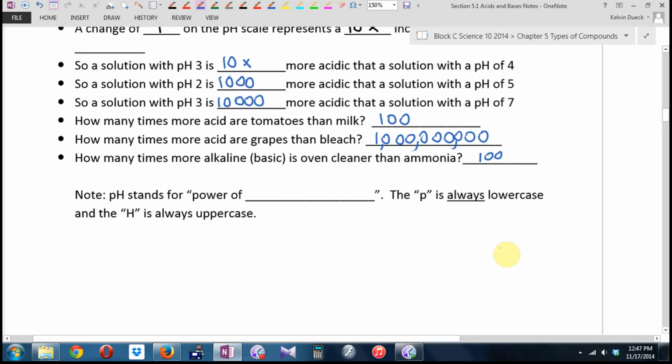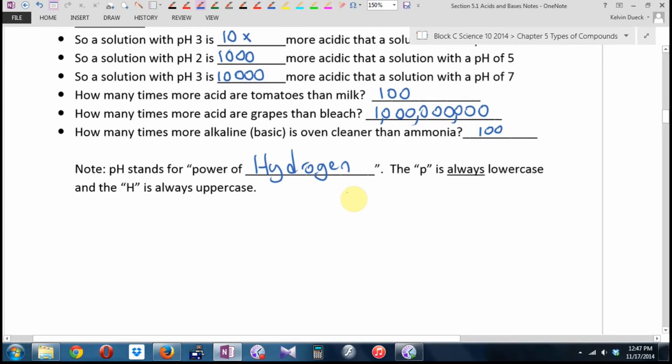Note, nerd moment, pH stands for power of hydrogen. What is a capital? Ooh, nice. The P is always lowercase, the H is always uppercase, for what it's worth. I won't take marks off if you write it differently, but again, apparently I can't spell the word alkaline, but I can at least get the pH right.